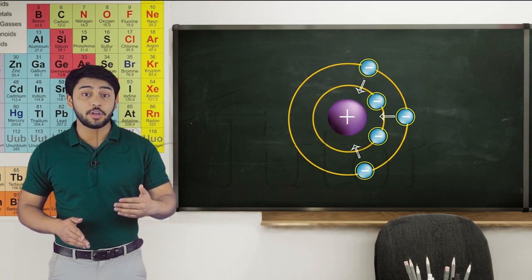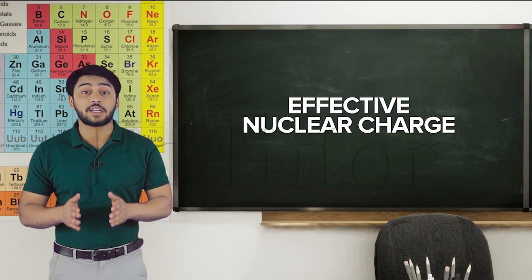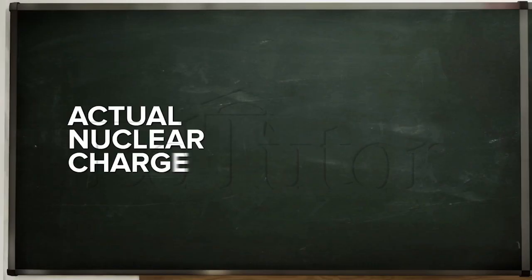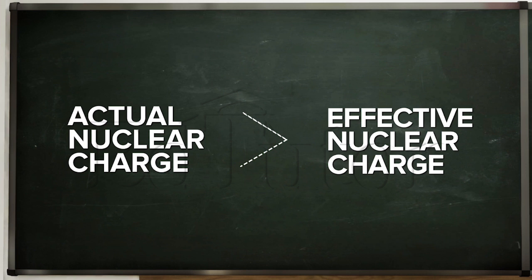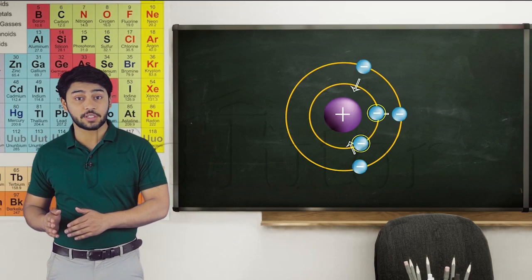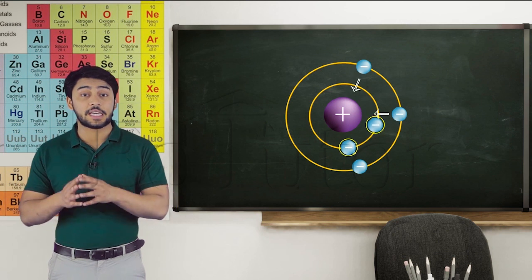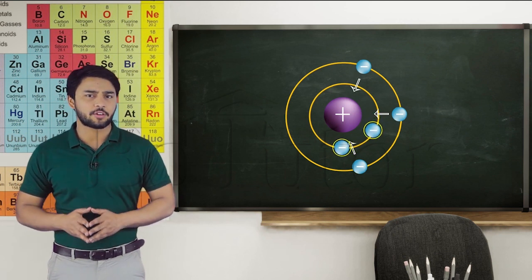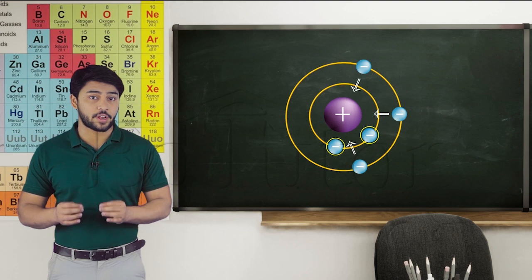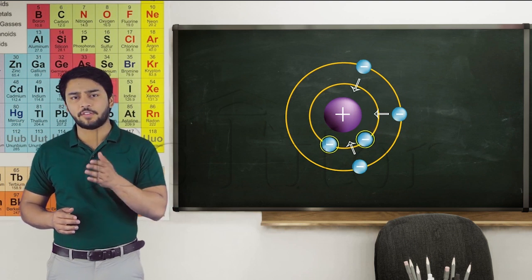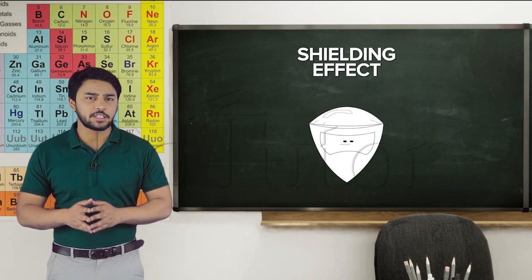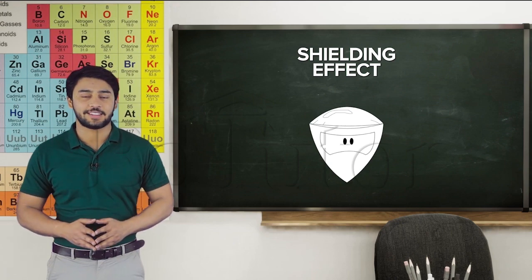This decreased nuclear charge is called effective nuclear charge. So, we must remember that the effective nuclear charge is always less than the actual nuclear charge. This reduction of nuclear charge is due to the shielding effect of the electrons present in the inner shells. These electrons shield the force of attraction of nucleus felt by the valence electrons. This is known as the shielding effect. Is it clear?